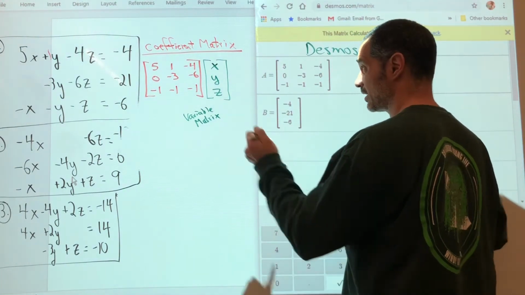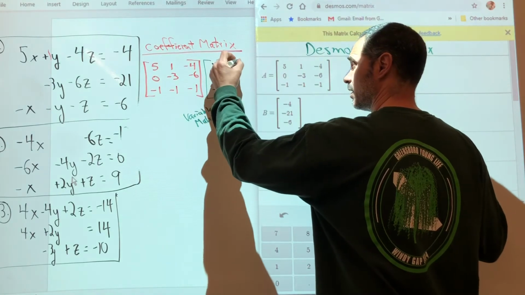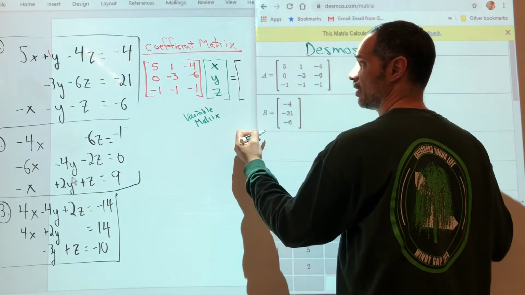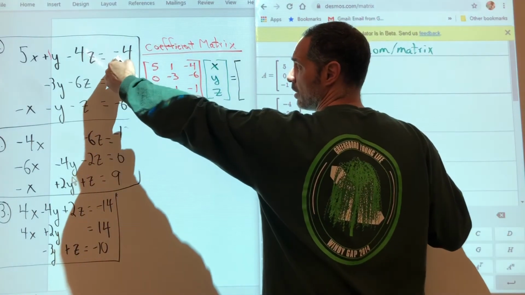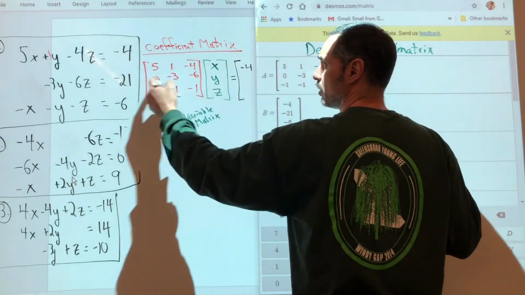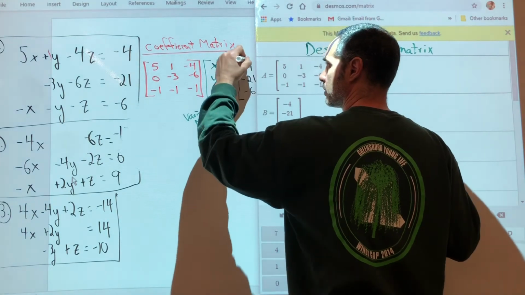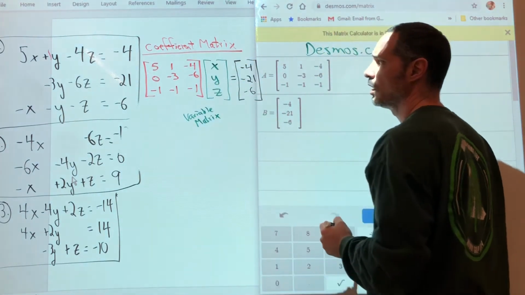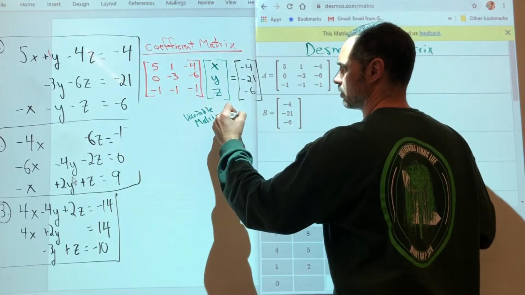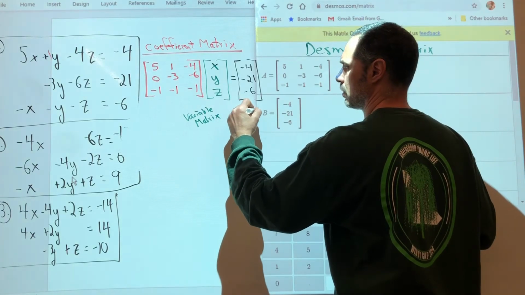And then we have our last matrix. And our last matrix is -4, -21, and -6. And these numbers are called constants, so constant matrix.